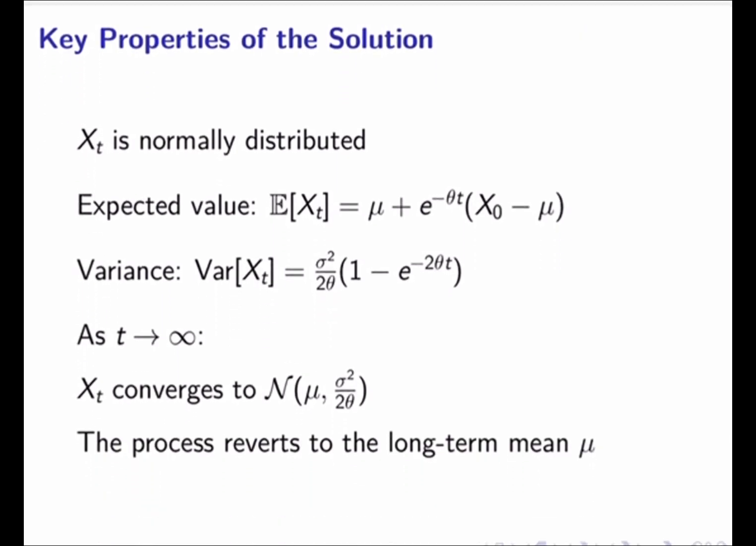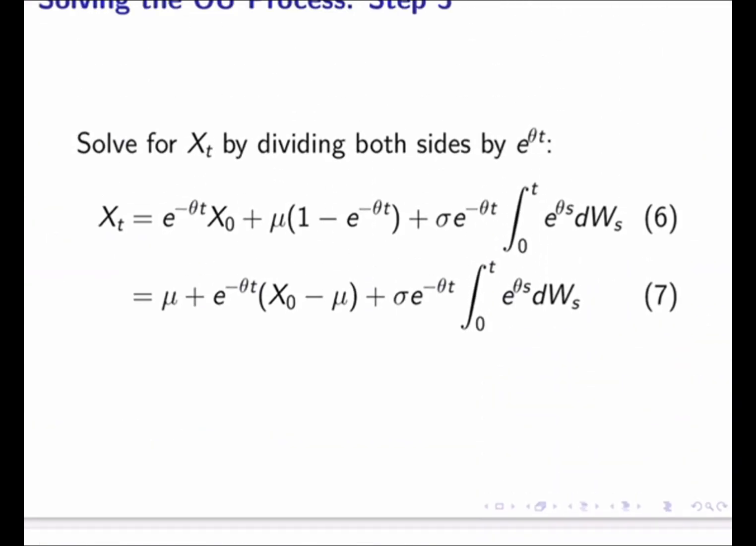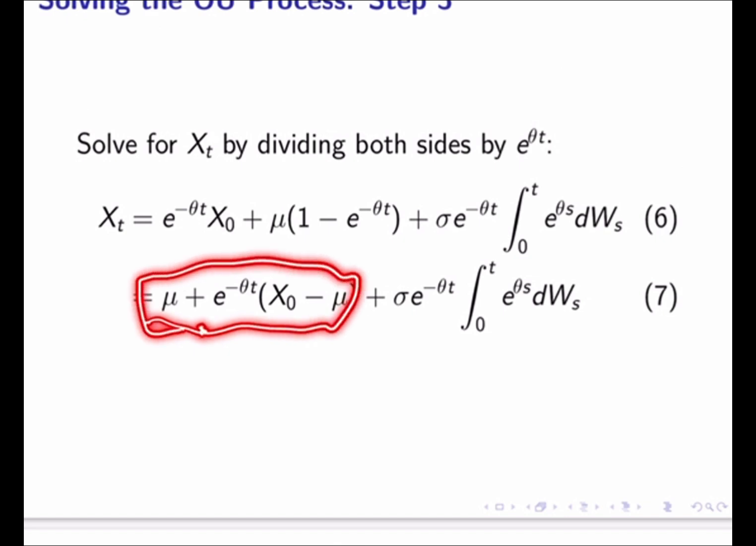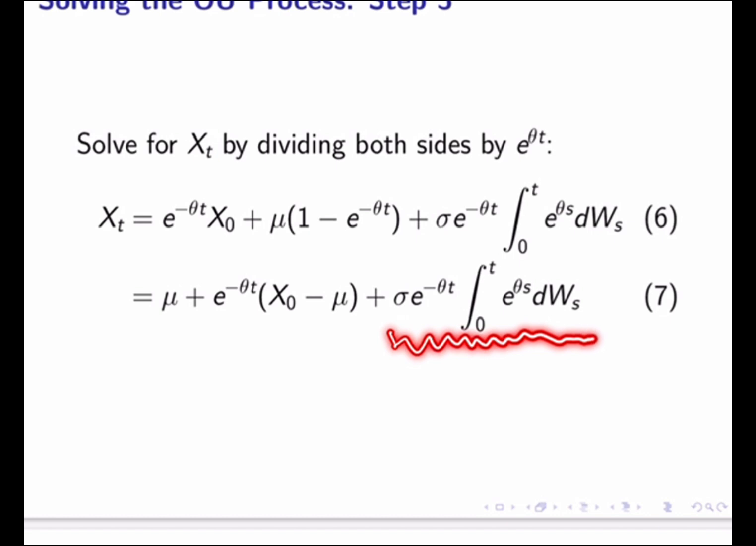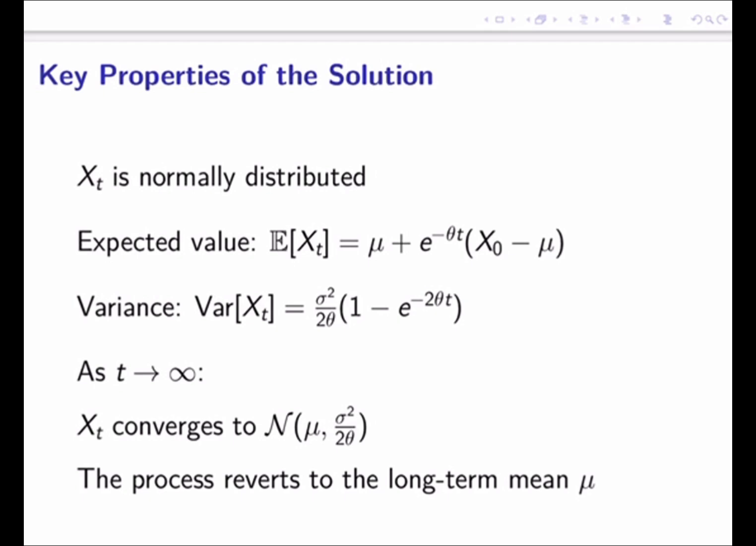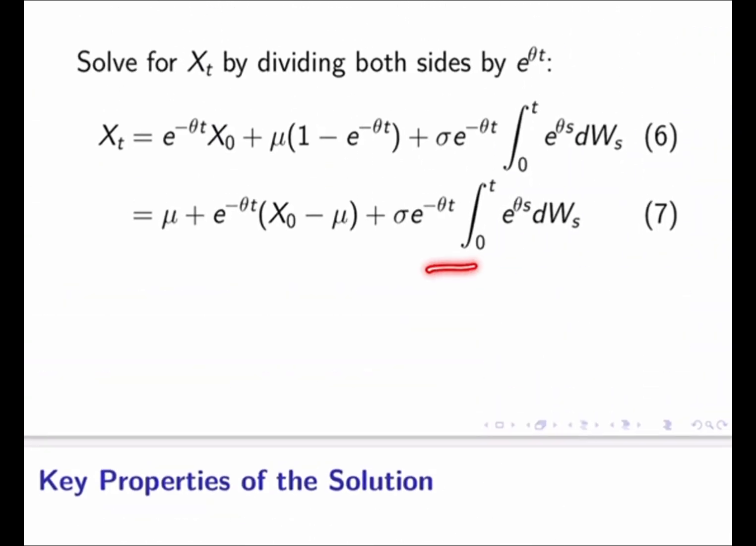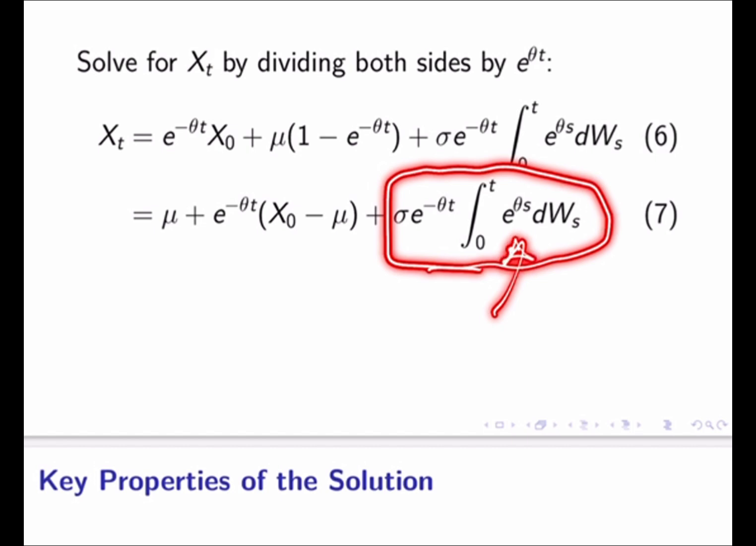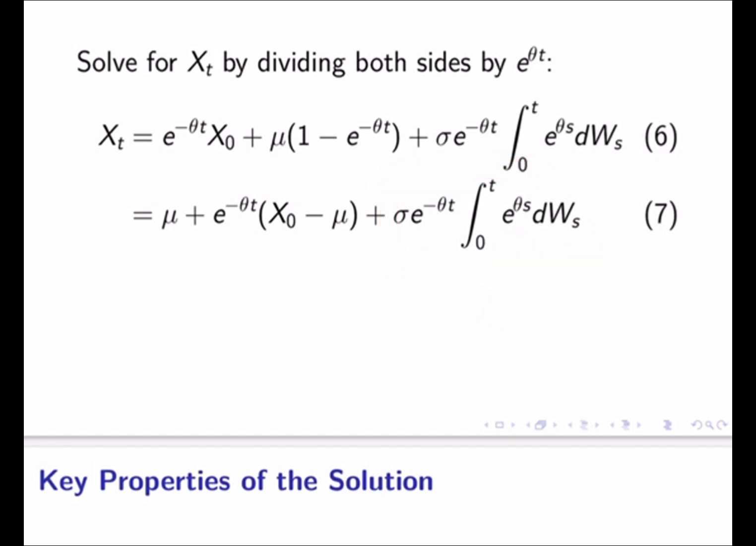From this solution, we can see several important properties. First of all, the first two terms are deterministic. The only random part of Xt is the last part, which is an integral with respect to the increment of the Brownian motion. We know that the increments of Brownian motion are always normally distributed, so this integral is always normally distributed, and we can calculate its expected value. The expected value of Xt is basically the first two parts, because the expectation of this integral of the Brownian motion increment is always equal to 0. So the expectation of Xt is these two parts.